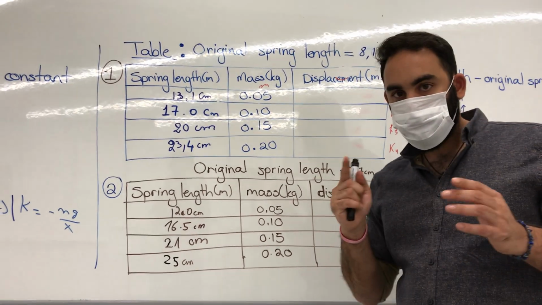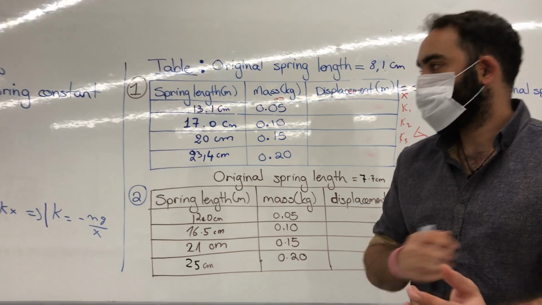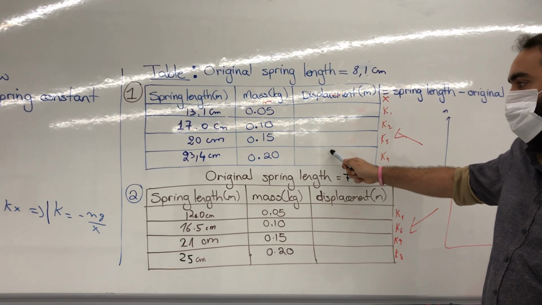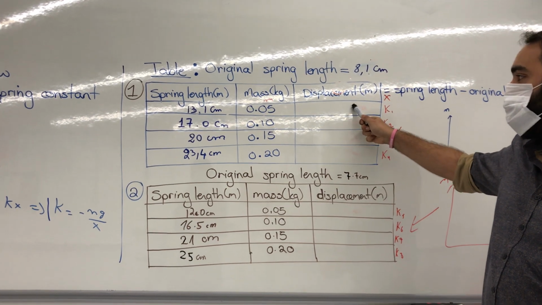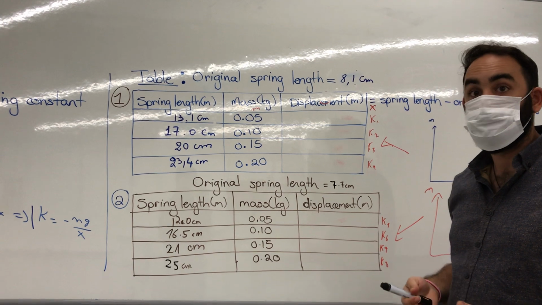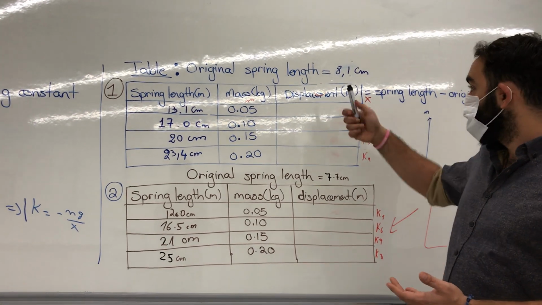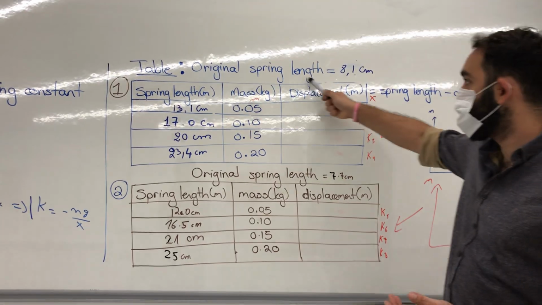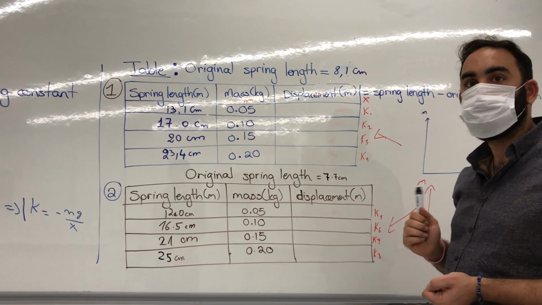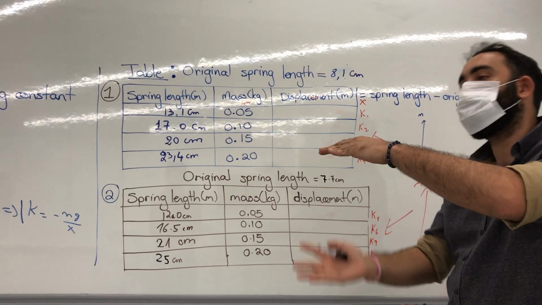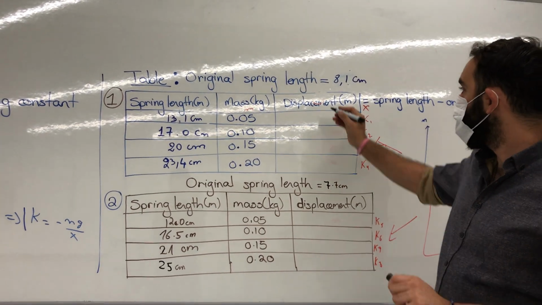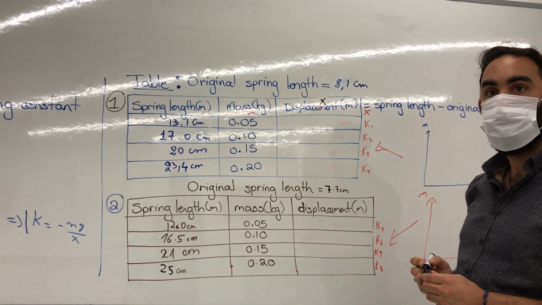Your job when you're doing the report right now is, first of all, you need to fill the displacement. You need to calculate this and put it in the table. How do you calculate the displacement? Again, displacement is being displaced from your original location. So you're going to do spring length minus the original length and you get your displacement. So how much the spring moved from its original length? This is the displacement x. This is your x here. Okay?